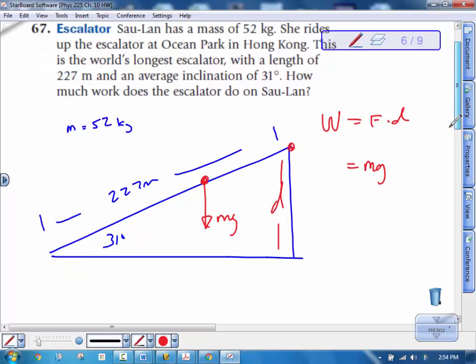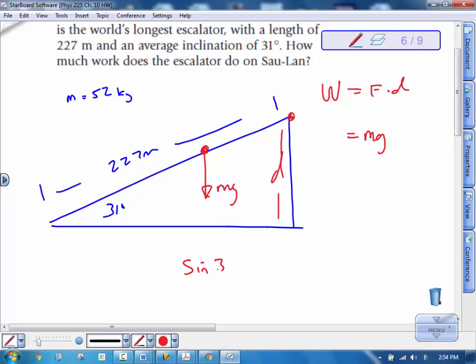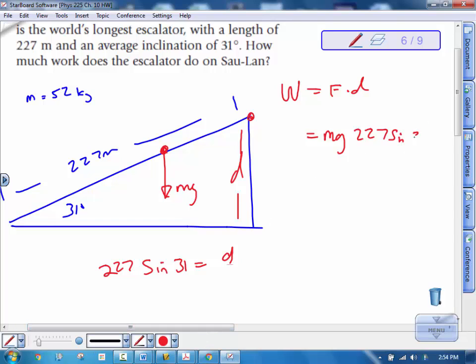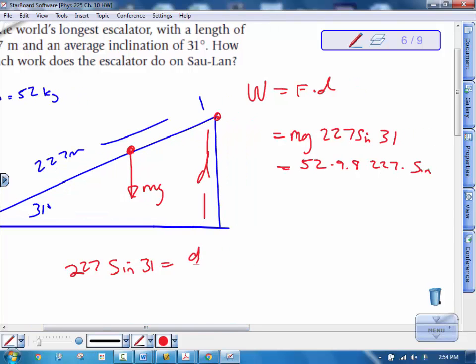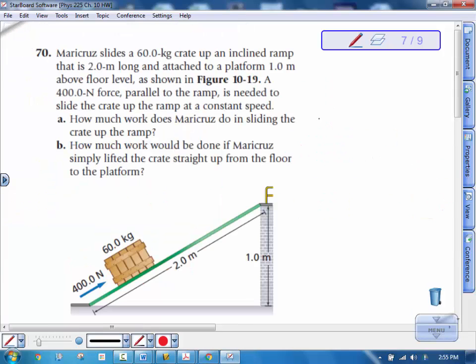To do that, I'll do opposite over hypotenuse, so I'll call that d. So it would be the sine of 31 equals opposite over hypotenuse. Multiply both sides by 227, and then there's your d, 227 sine 31. And there's your answer. If you multiply this out, her mass was 52, gravity was 9.8, multiply that by 227, and then by the sine of 31, and that gives you your answer of 59,579.2 joules. Work is measured in joules.